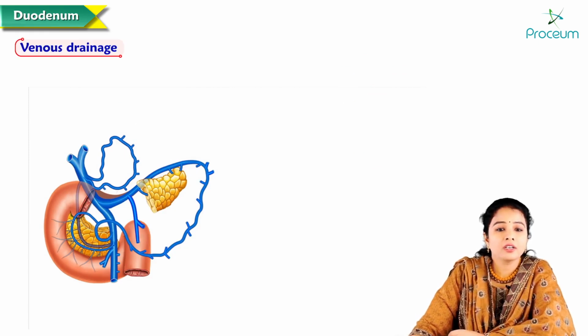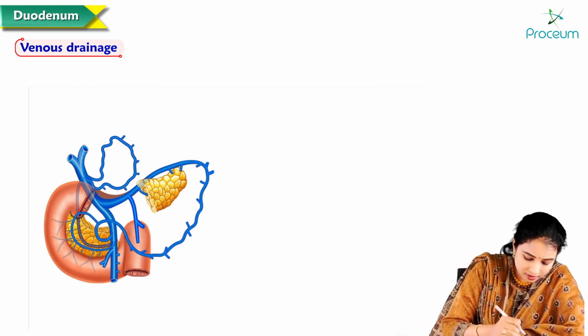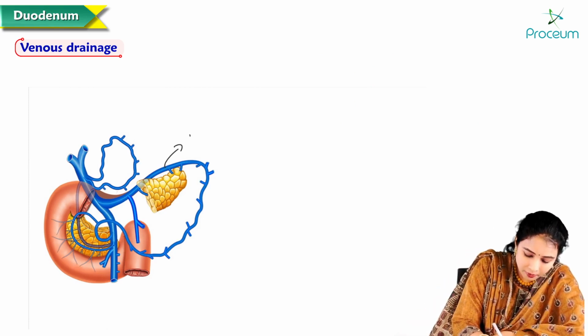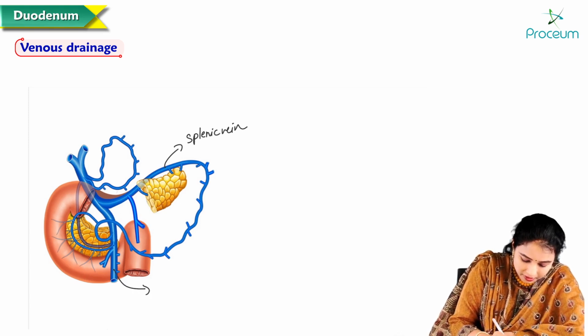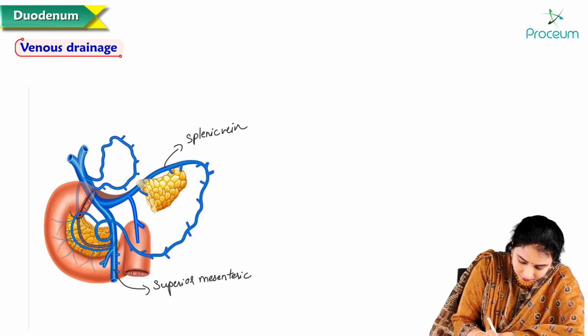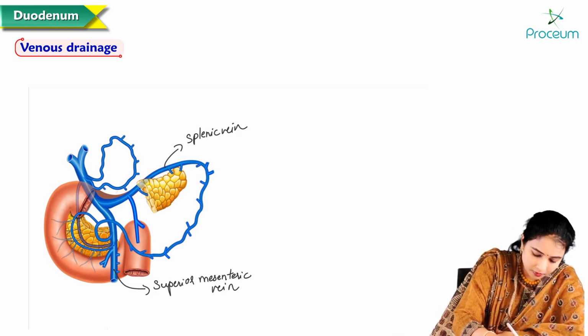Venous drainage. Duodenum drains into splenic, superior mesenteric and portal veins. So we can see splenic vein, superior mesenteric vein, portal vein.